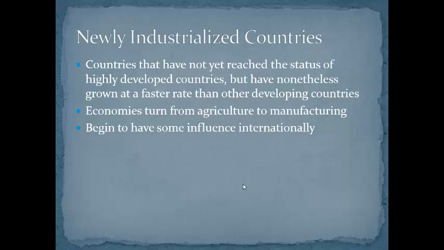So this is when their economies are beginning to turn from agriculture to manufacturing. They're starting to have that base. And again, they begin to have more influence internationally. So one example of a country like this would be Mexico, which, if we look back 75, 100 years ago, would have been much more rural, much more reliant on agriculture. Today it has a much more diversified economy, a much bigger manufacturing base.